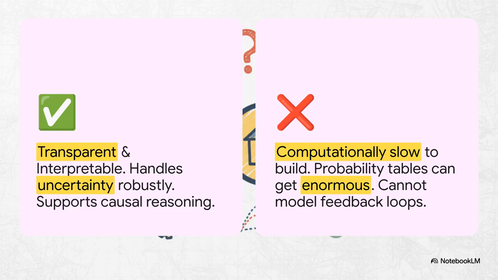But of course, no tool is perfect, right? The huge strength of Bayesian networks is that they are transparent. Unlike a lot of black box AI models, you can actually follow their logic, which is absolutely critical in fields like medicine. They also handle uncertainty beautifully. Now, on the other hand, automatically learning the structure from data can be pretty slow, and those probability tables can get enormous for really complex problems. And it's important to know they can't model systems that have feedback loops.